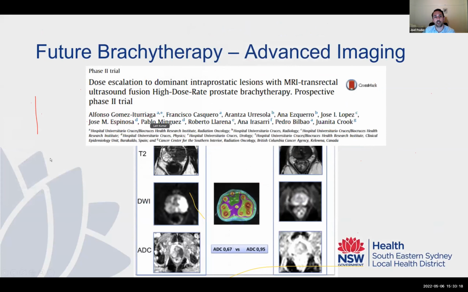I'd also like to discuss the use of advanced imaging in the future of brachytherapy. So particularly the use of multiparametric MRI or PET PSMA imaging, particularly for the prostate, where we might be able to integrate these advanced imaging techniques into our treatment planning to look at subvolumes within the areas that we're trying to treat. So just as an example, there's this phase 2 clinical trial that's been published in the last 2 years, looking at dose escalation to intraprostatic lesions that were identified on multiparametric MRI imaging.